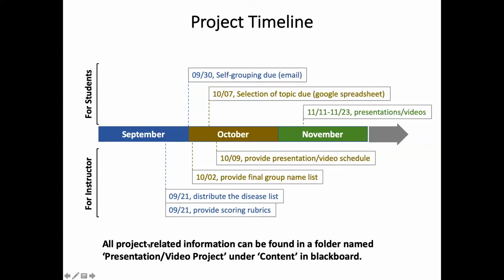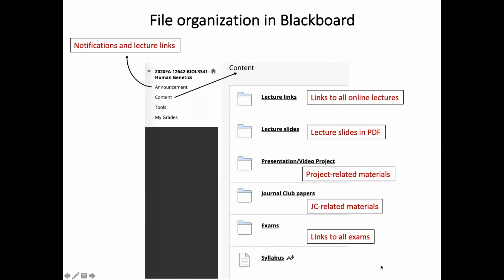So all project related information can be found in a folder named the presentation or video project in the content folder in Blackboard. Regarding that, I would like to show you where you can find those course related materials in Blackboard. The most important location is the announcement. All of my notifications, including each lecture's links, will be posted here. Other course related materials can be found in this content folder.